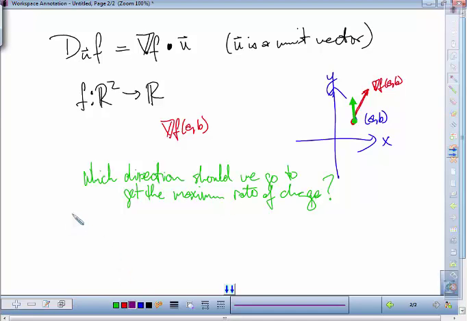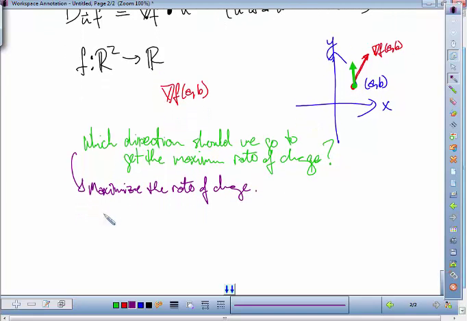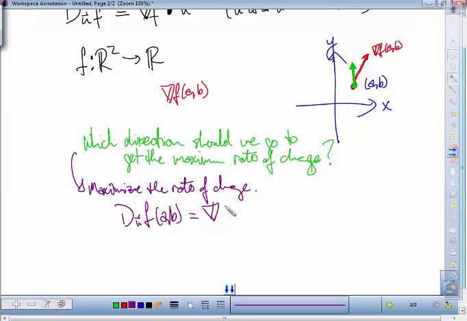So to answer this question, we want to maximize the rate of change. So what is the rate of change? Well, the rate of change formula is something that I wrote up there already. So this is what we want to maximize. And then we could do this at a particular point (a, b). So this is the gradient of f evaluated at (a, b) dotted with u, the u vector.